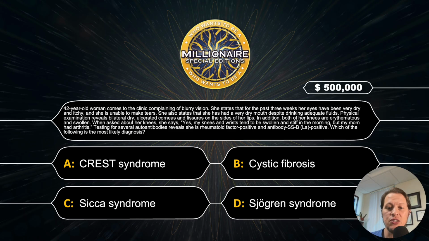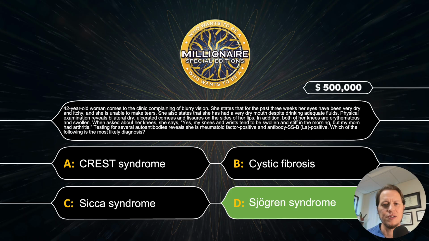When asked about her knees, she says, yes, my knees and wrists tend to be swollen and stiff in the morning, and my mom had arthritis. Testing for several autoantibodies reveals that she is rheumatoid factor positive and anti-SSB positive. Which of the following is the most likely diagnosis? Again, rheumatology, classic stuff here. If you know it, you know it.